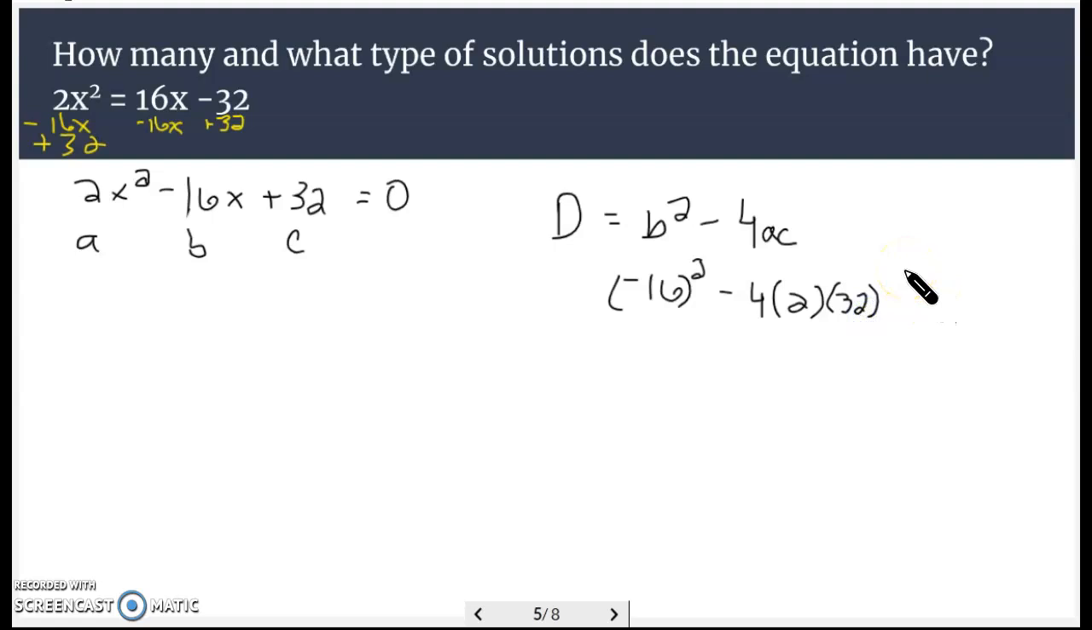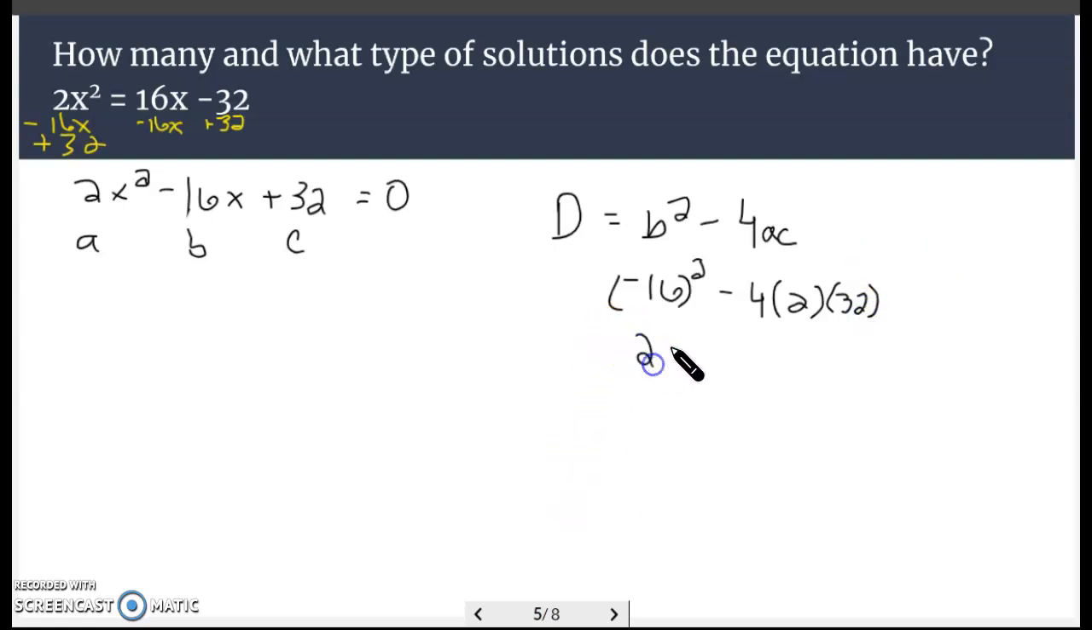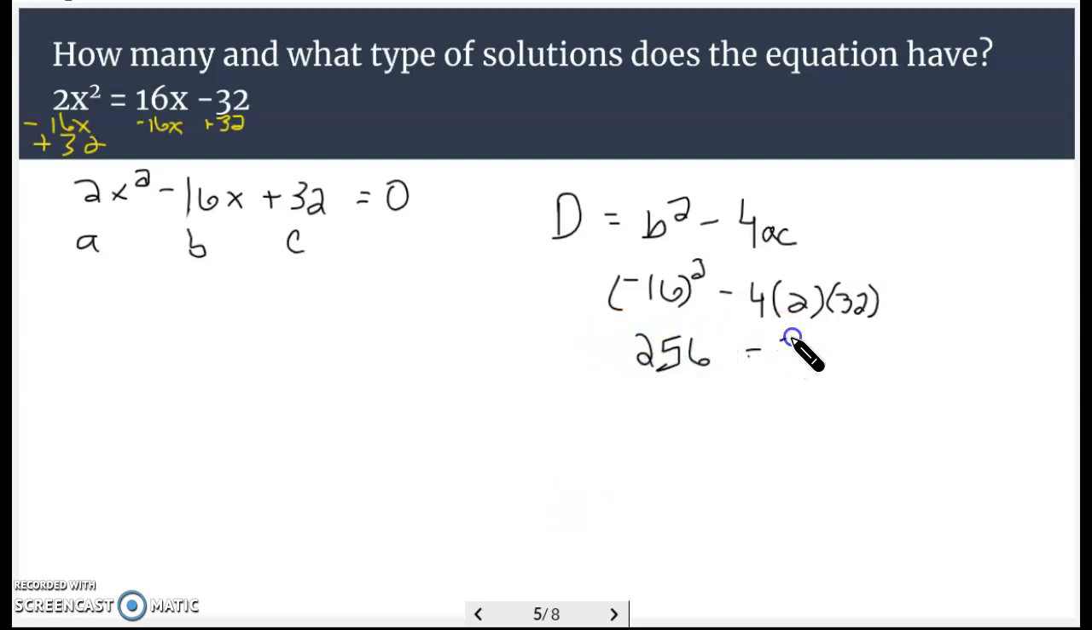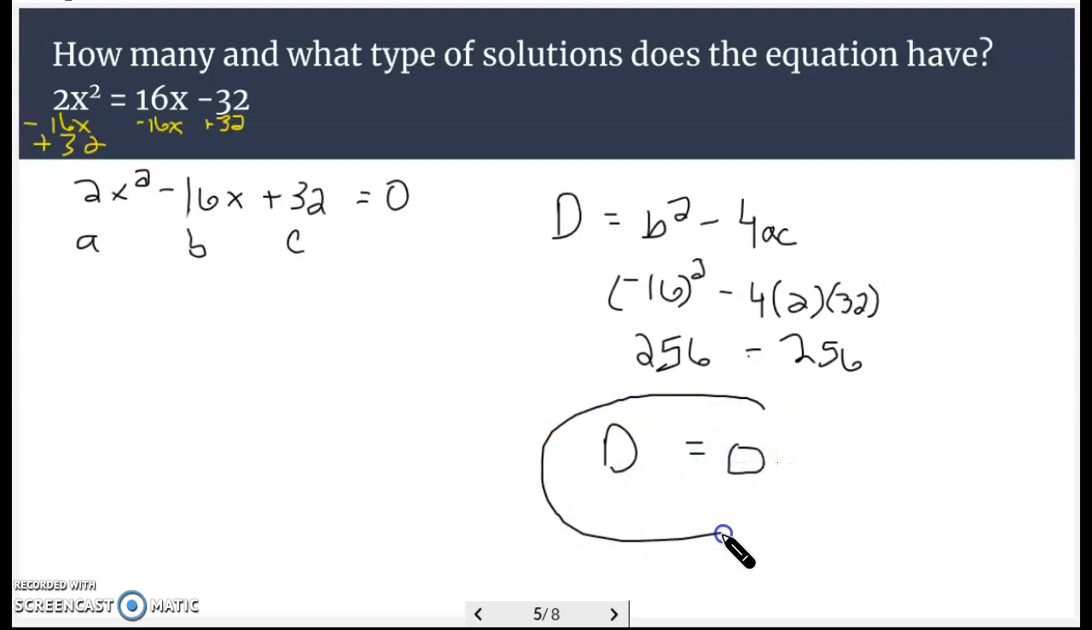All right, 16 squared, 256. 4 times 2 times 32, also 256. That gives us a discriminant of 0. Means there is only one solution, one rational solution.